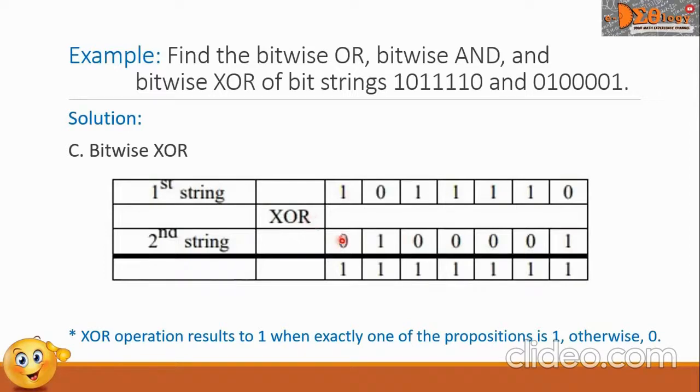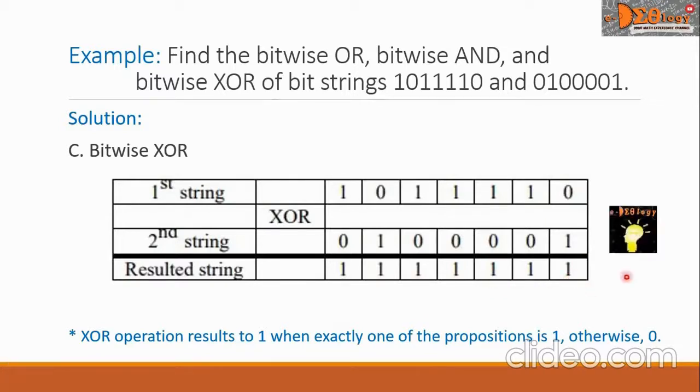So 1 XOR 0 is 1. 0 XOR 1 is 1. Then 1 XOR 0 is 1 for each of the next four positions. Finally, 0 XOR 1 is 1. So the resulted string is 1, 1, 1, 1, 1, 1, 1. This is the final answer.